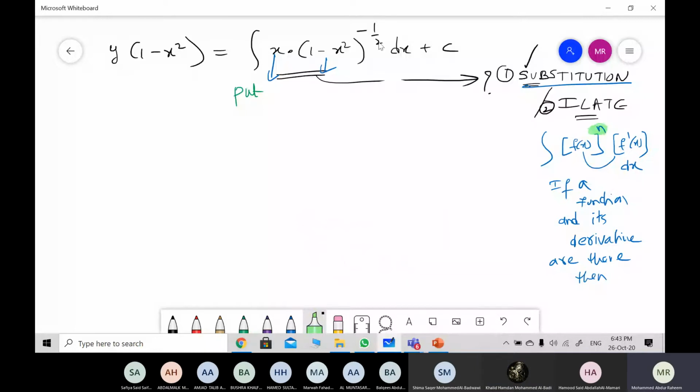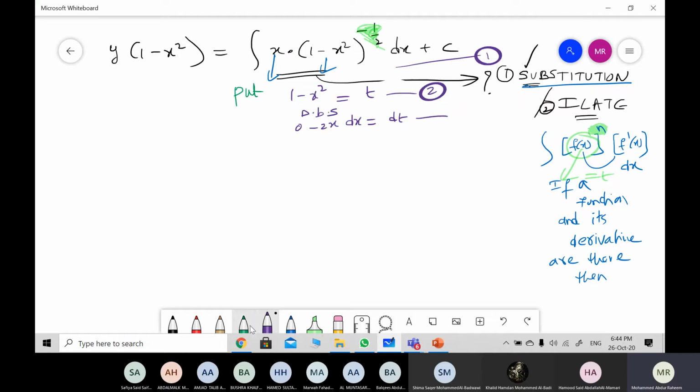Then we take this inside part as t, not this f dash as the derivative. We won't take that; we take the function every time. Here the function is this one. Differentiate both sides: 0 minus 2x dx/dt. Therefore y is the integral of 1 minus x square.